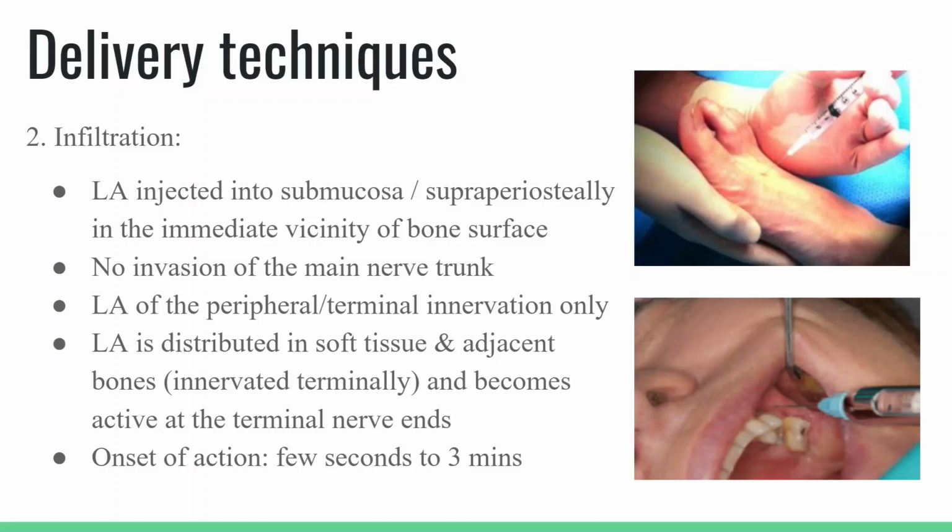تمام? This is the main distinction you have to understand here. Here, the local anesthetic is distributed in the soft tissue and adjacent bones which are innervated terminally زي ما حكينا. المنطقة بتكون مغذية من الأعصاب النهائية and becomes active at the terminal nerve ends زي ما حكينا. So it spreads in the soft tissue which is beneath the mucosa to anesthetize the region in which it is applied to, which زي ما حكينا is innervated by the terminal nerves, the peripheral nerves. We are not actually blocking the main nerve trunk.